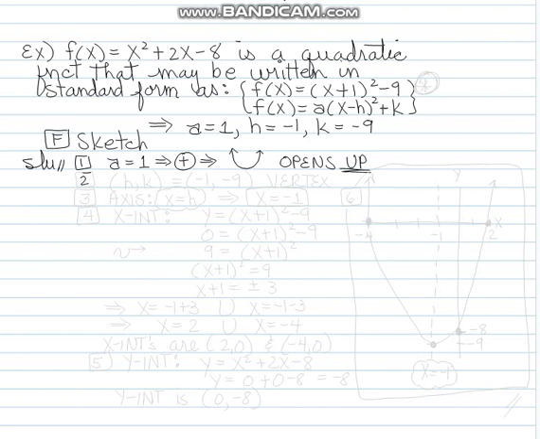Step 2. Step 2 is where we identify the vertex. The vertex is the ordered pair (h, k). We found h and k. It's negative 1 for the h, negative 9 for the k. That's our vertex.